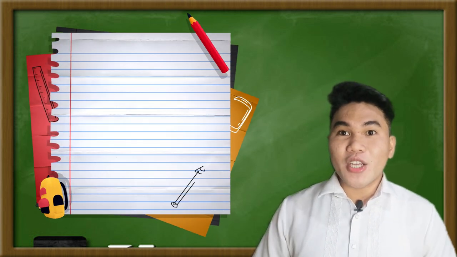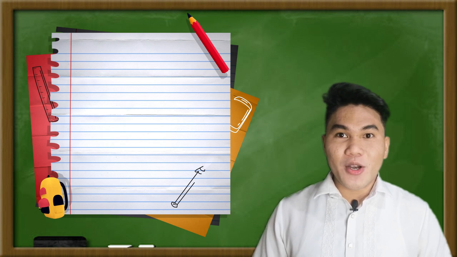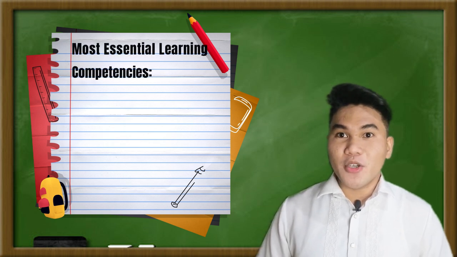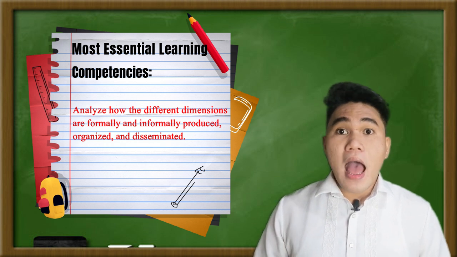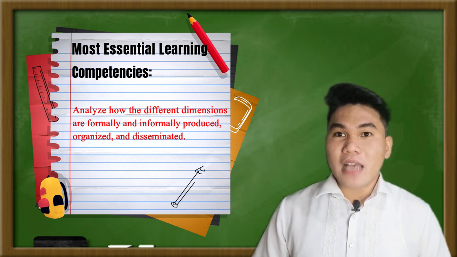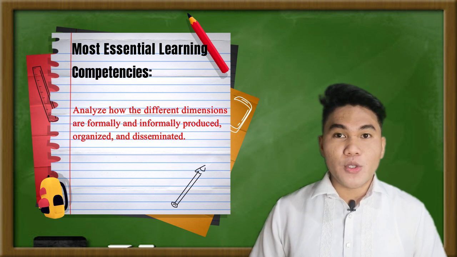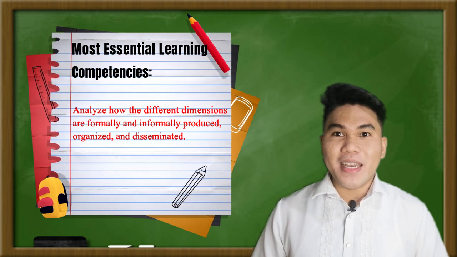For the most essential learning competency of this lesson as prescribed by the Department of Education, the learners are expected to analyze how the different dimensions are formally and informally produced, organized, and disseminated.